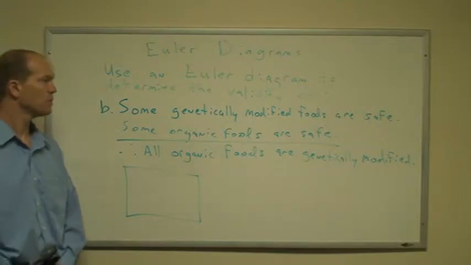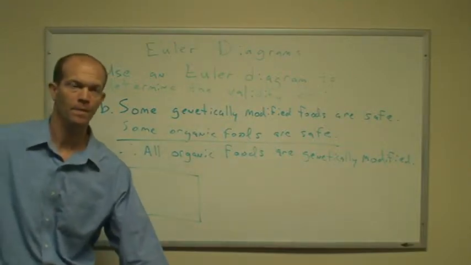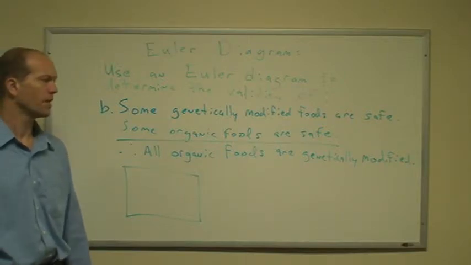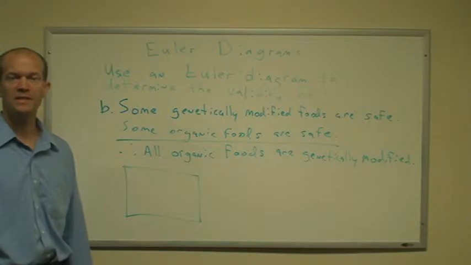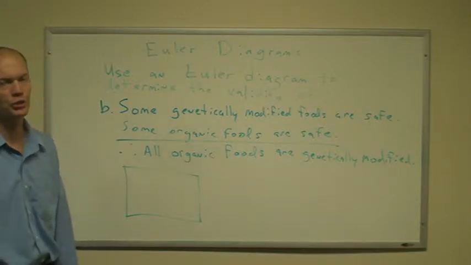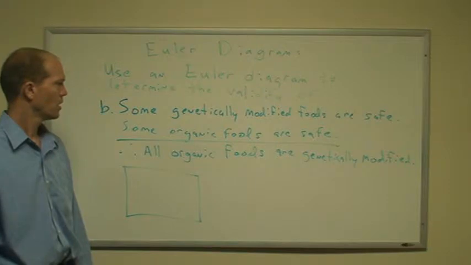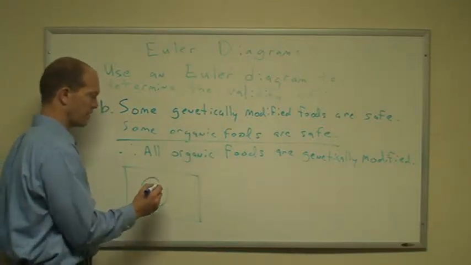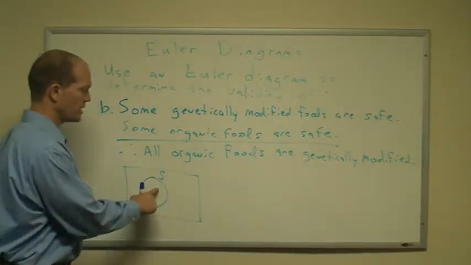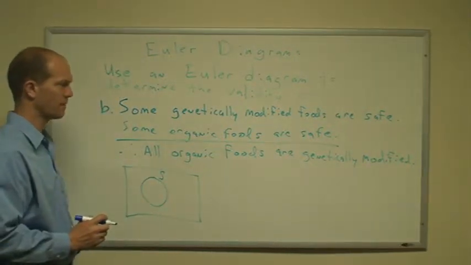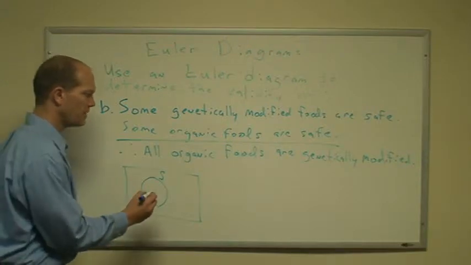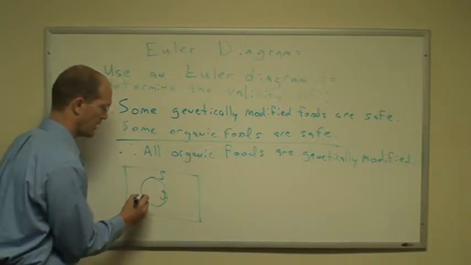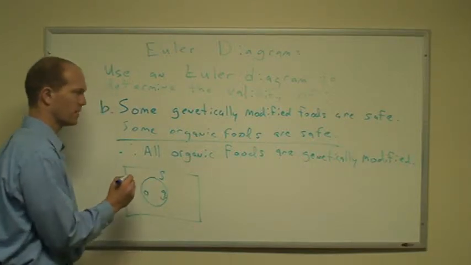Example B reads, some genetically modified foods are safe. Some organic foods are safe. Therefore, all organic foods are genetically modified. Again, in this example, we want to use an Euler diagram to determine if this argument is valid. Looking at this, I see a relationship among all of these that they're all safe, or at least some of them are safe. So let's label this circle S representing safe. And I'll put a G for some of the genetically modified foods, and an O for the organic foods.